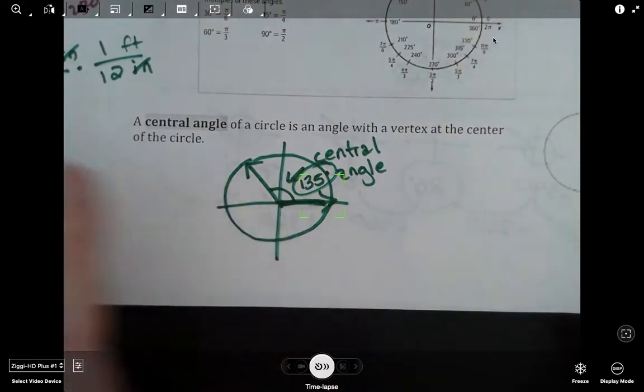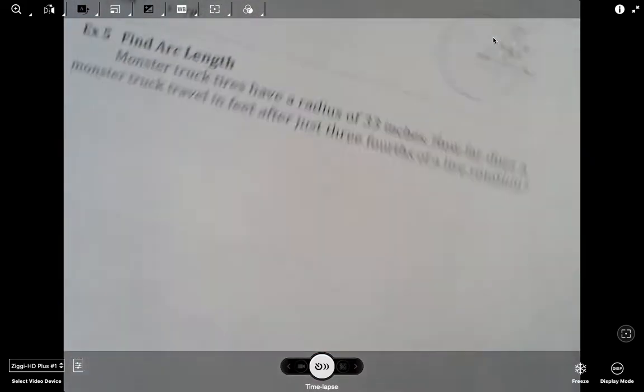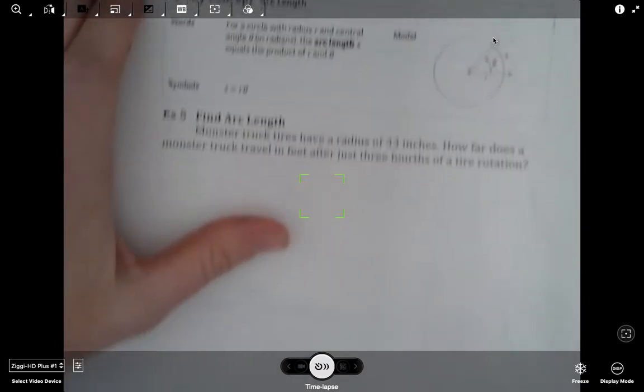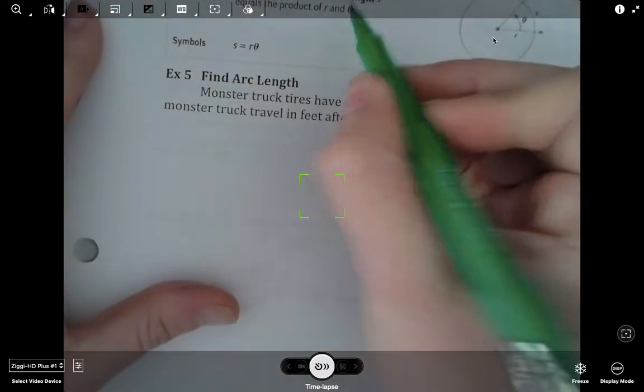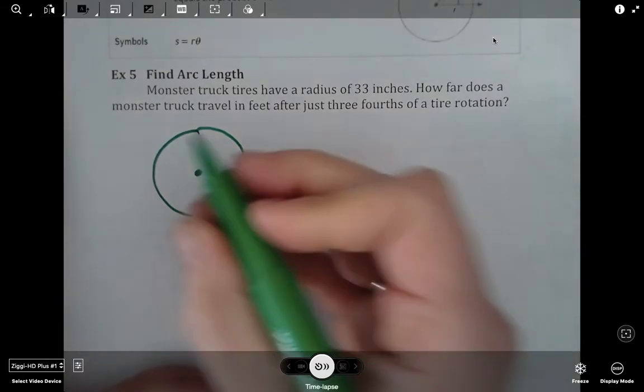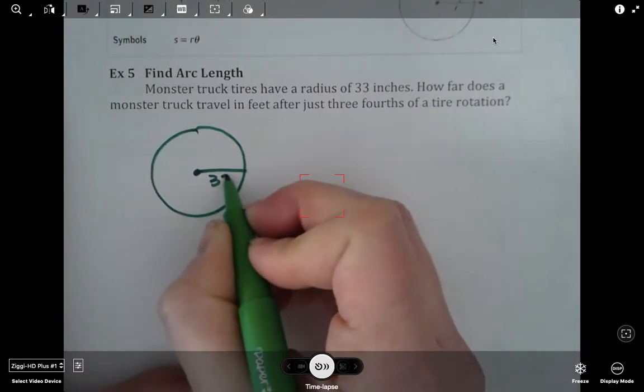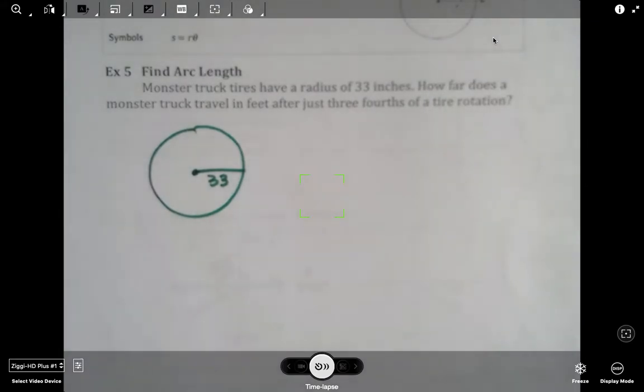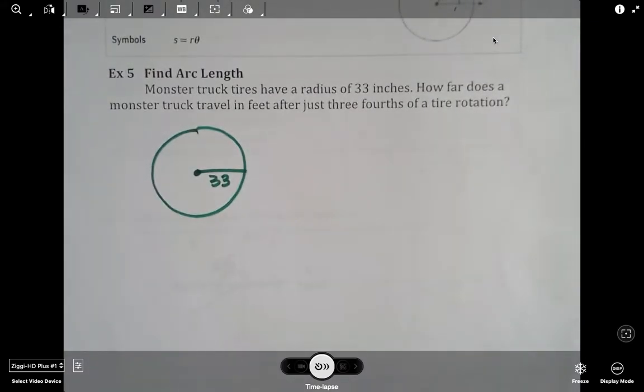Okay, so now we're going to do one more thing on the back side, and that is finding an arc length. From the center of the circle to the outside, that's 33 inches. Monster truck tires are almost 3 feet in radius, so that thing's almost 6 feet tall. Maybe like 5.5 feet or 5 feet tall to start with, okay?